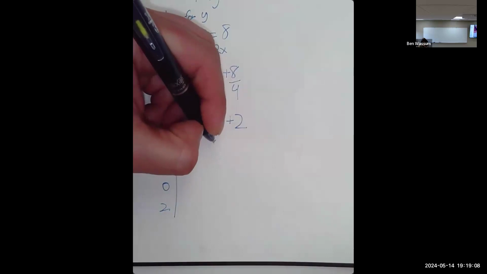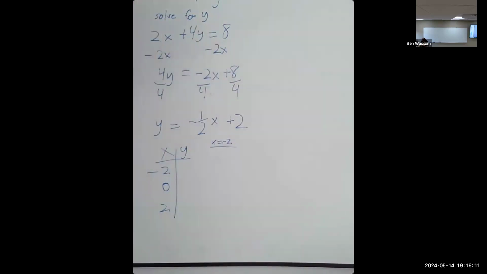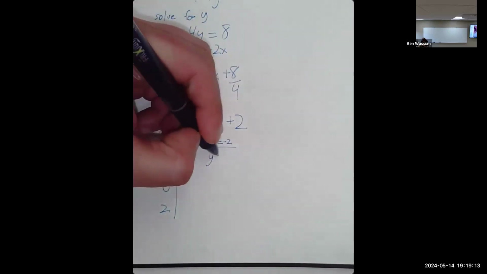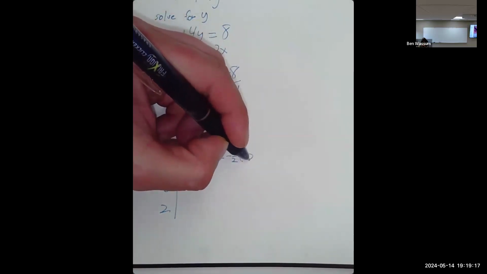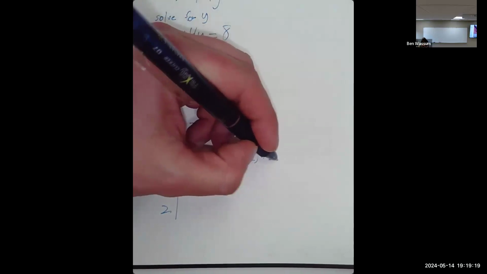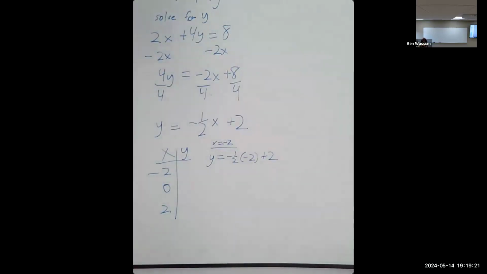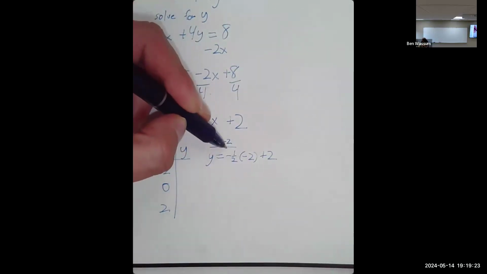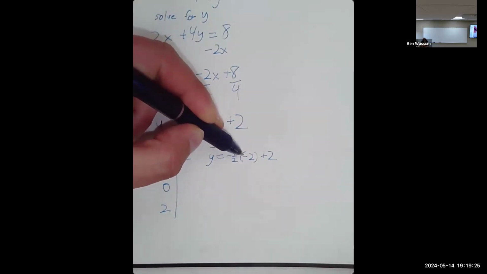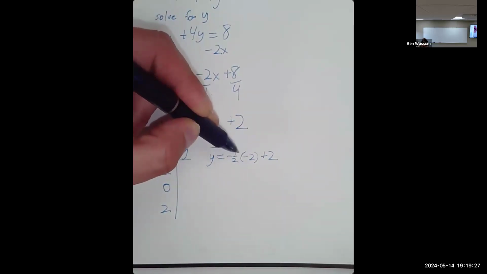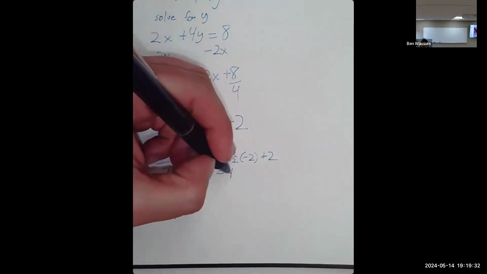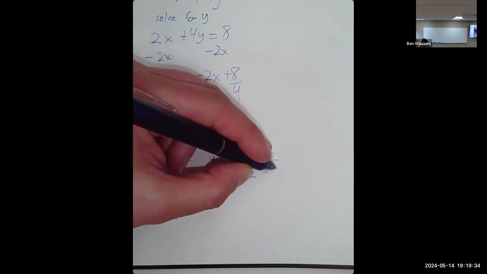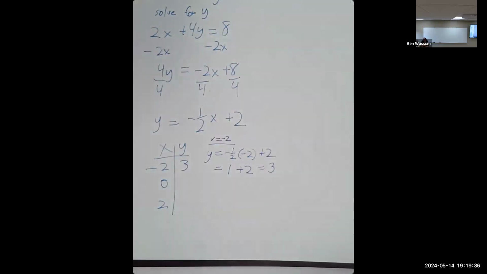So, if x was -2, we would have y is equal to -1/2 times -2, plus 2. That's kind of ugly, right? But it's not honestly too bad. Negative times a negative, that's going to give us a positive. 1/2 times 2 is 1. So we know we have a positive 1 plus 2, we get a 3.